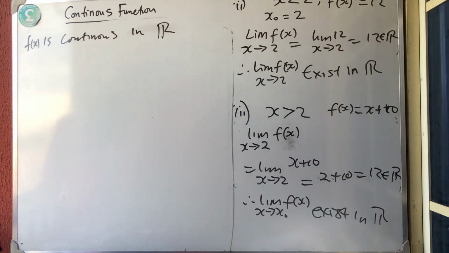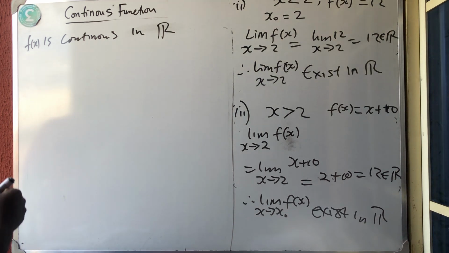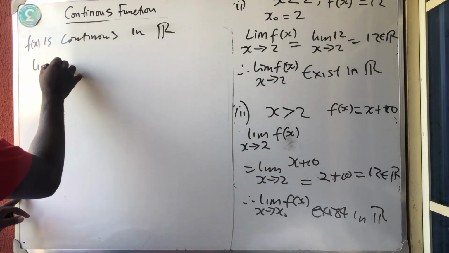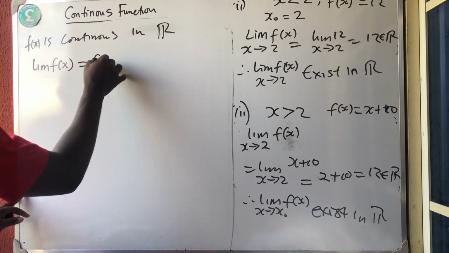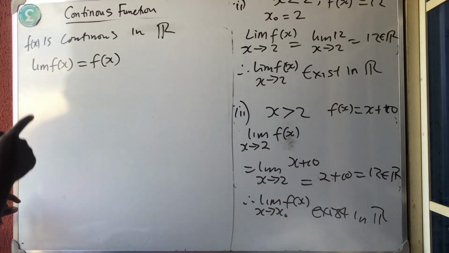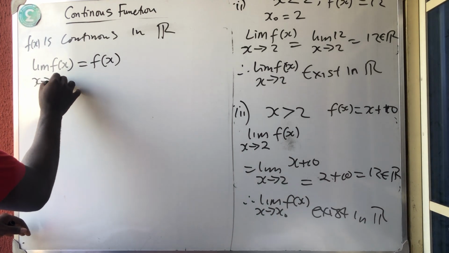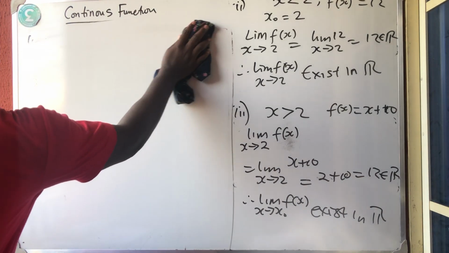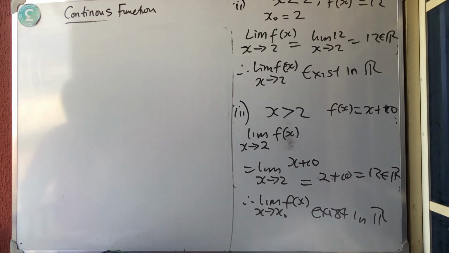So that is that. Why did we say that it is continuous? Because we got that the limit of f of x is the same thing as the limit of f of x, is the same thing as this, as x tends to x naught. They must be equal for you to say that it exists.